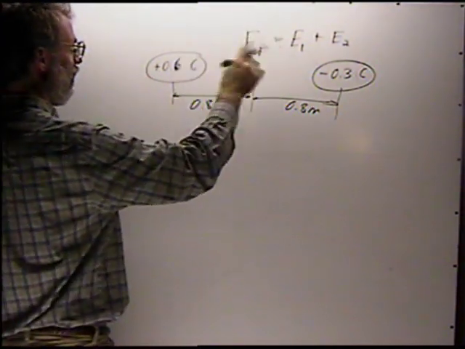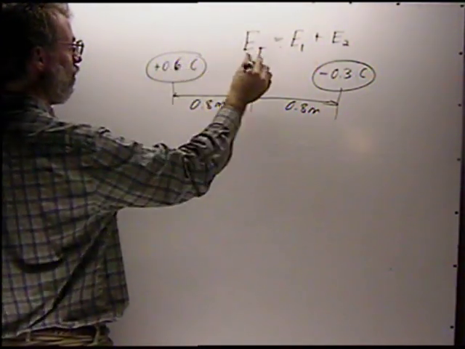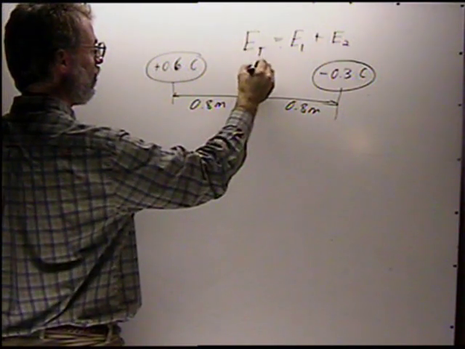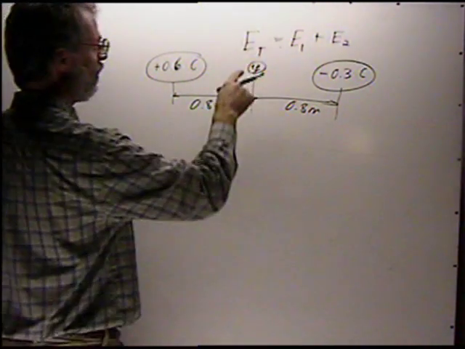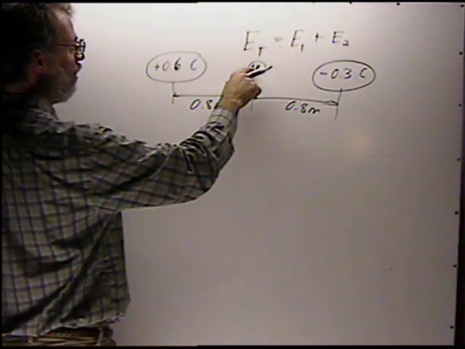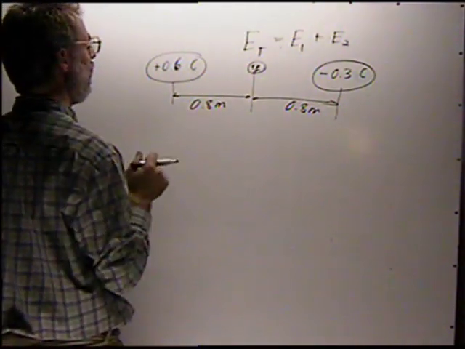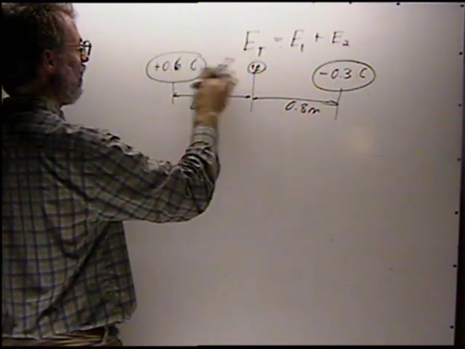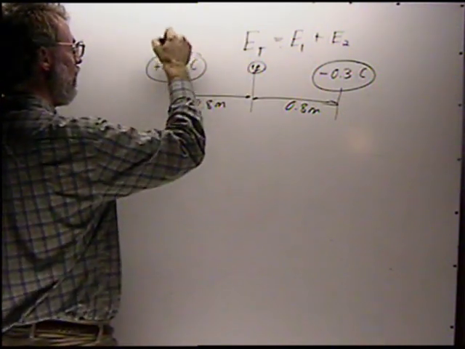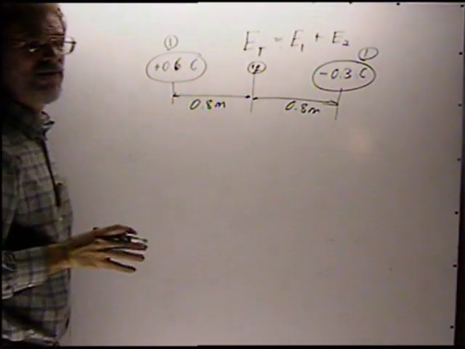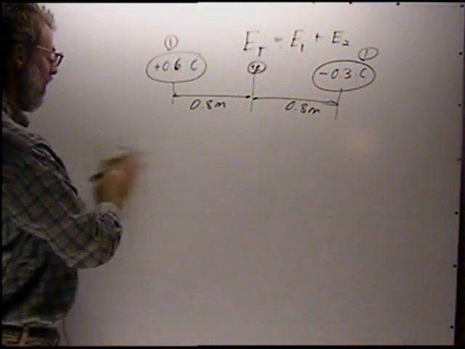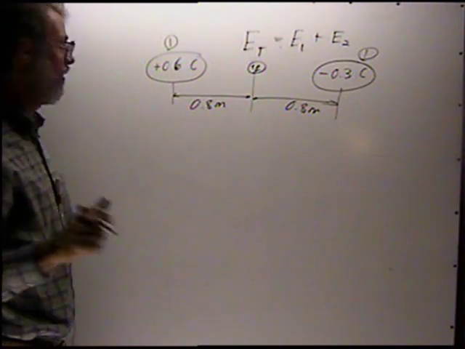Okay, so first we have the field. Imagine putting a plus charge wherever you want to test the field, a little plus charge here. Then we have the field generated from number 1, and the field generated from number 2, and we simply add those together. It sounds complicated, but really it's quite easy.